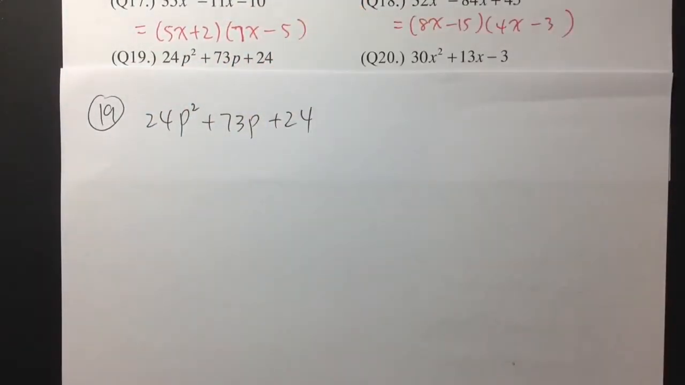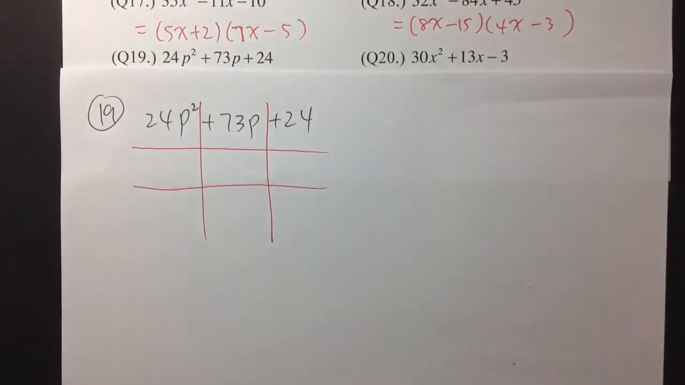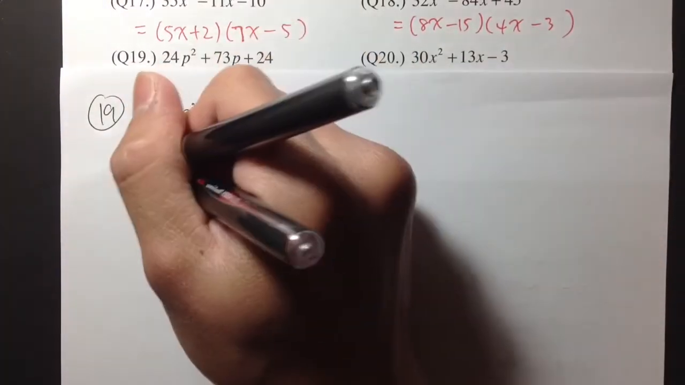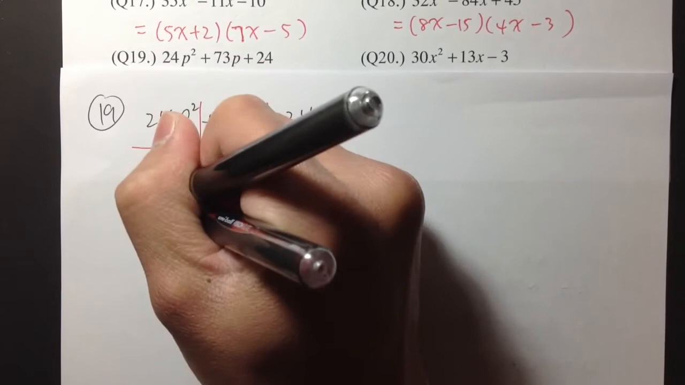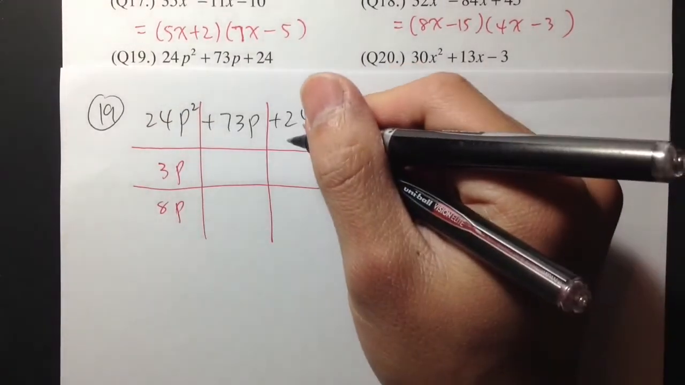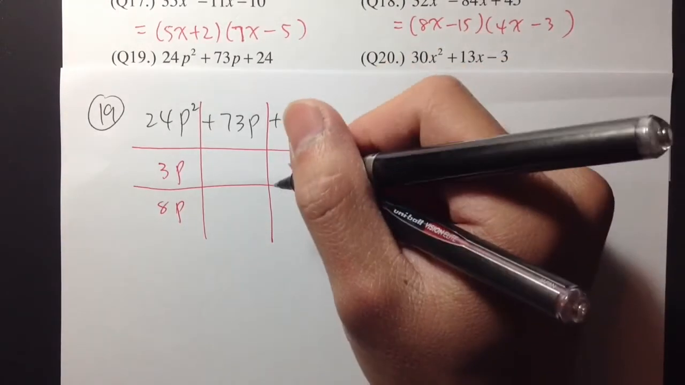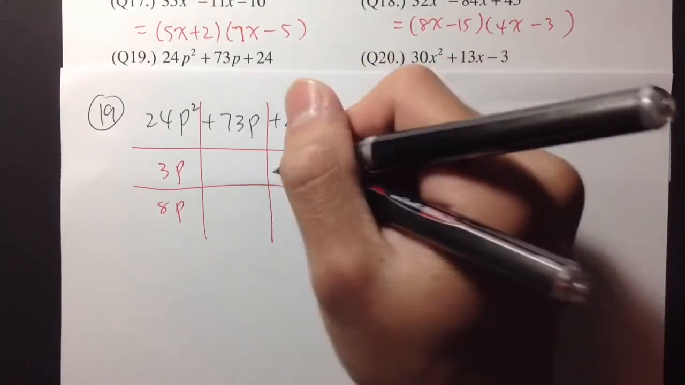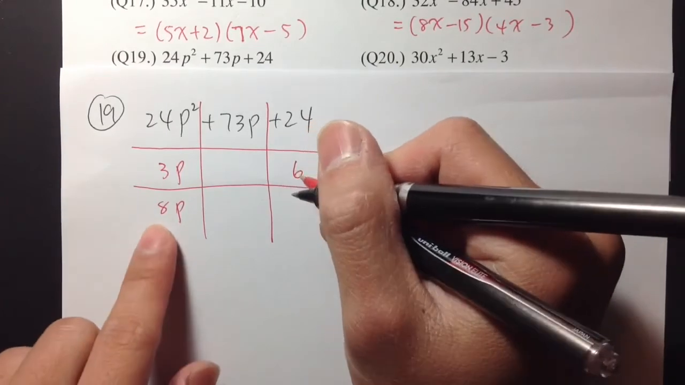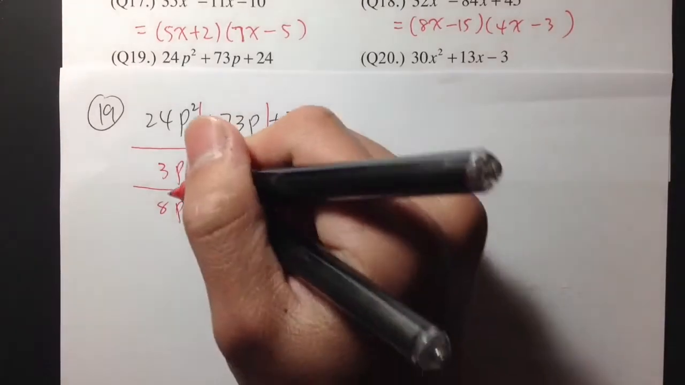That's number 19. So let's see, what do we get right here? 24p squared. 24, naturally, I think it's like 3p and 8p, right? 3p times 8p will be 24p squared. And then this 24, I'm thinking like 4 times 6. Let's try it. Maybe let me put a 6 right here, I think. Because 6 times 8 would be 48, and that's somehow bigger. 6 times 4. And let's see.